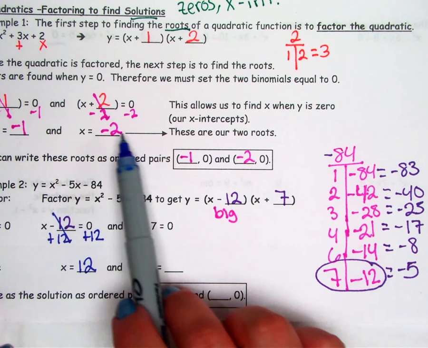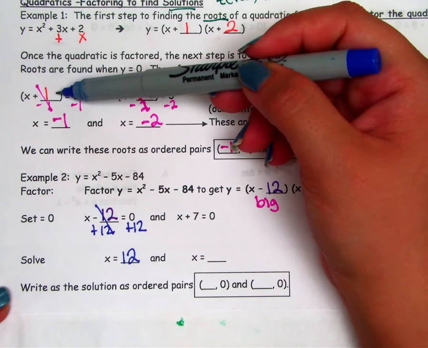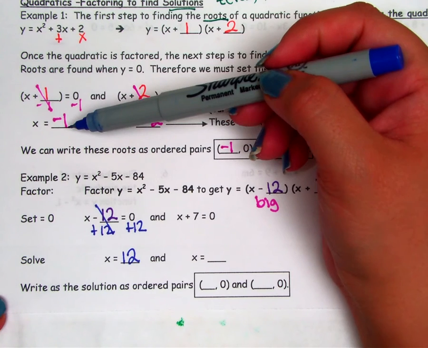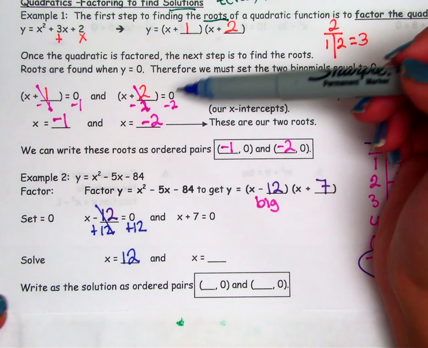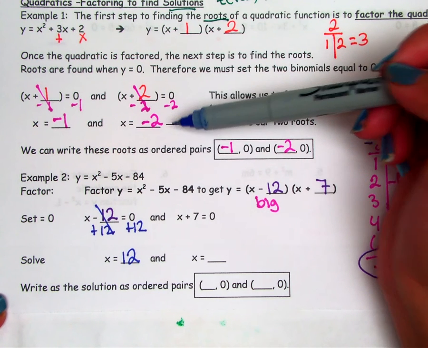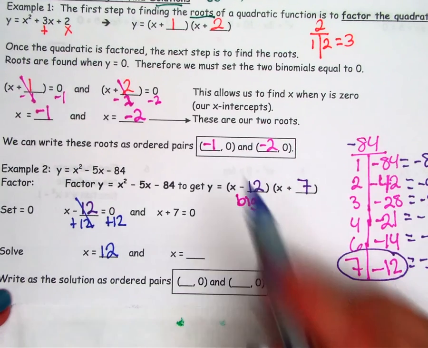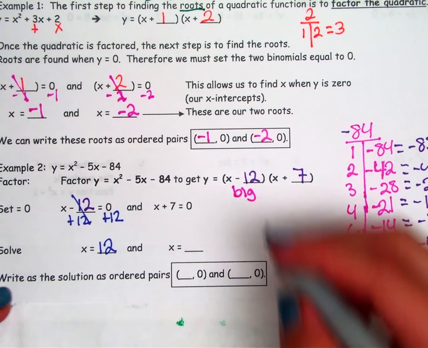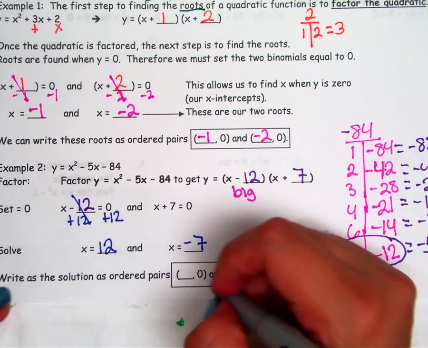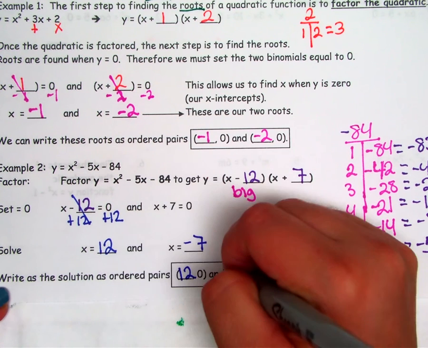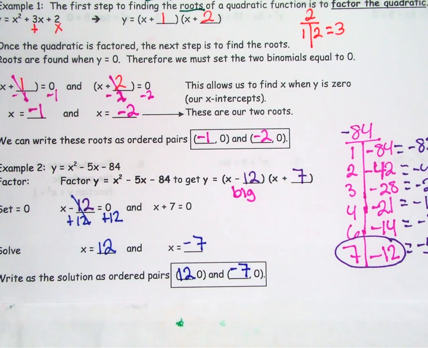Now, looking at just these three answers, do you see a pattern? Well, if it was positive inside the parentheses, we kept that number, we just changed the sign. So a positive 1 becomes a negative 1. A positive 2 becomes a negative 2. A negative 12 becomes a positive 12. And following that pattern, a positive 7 will become a negative 7. If I wanted to write it as an ordered pair, I would write it as 12, comma, negative 7. And that concludes our lesson for today.